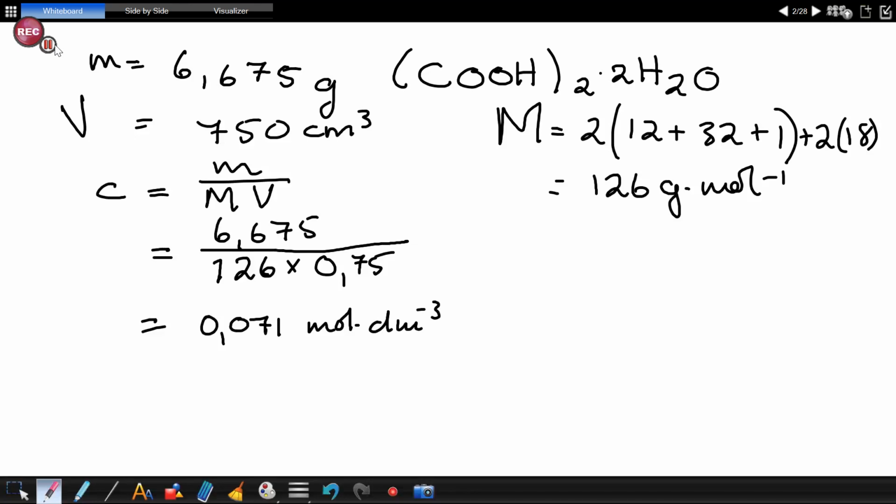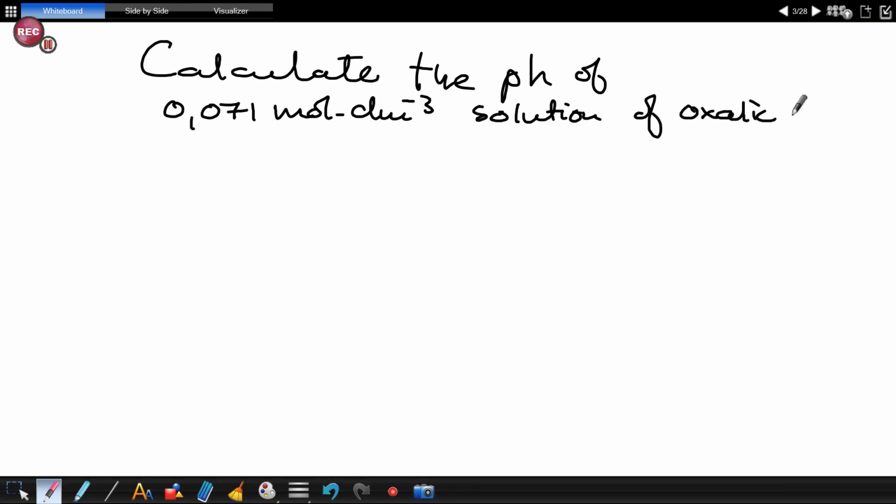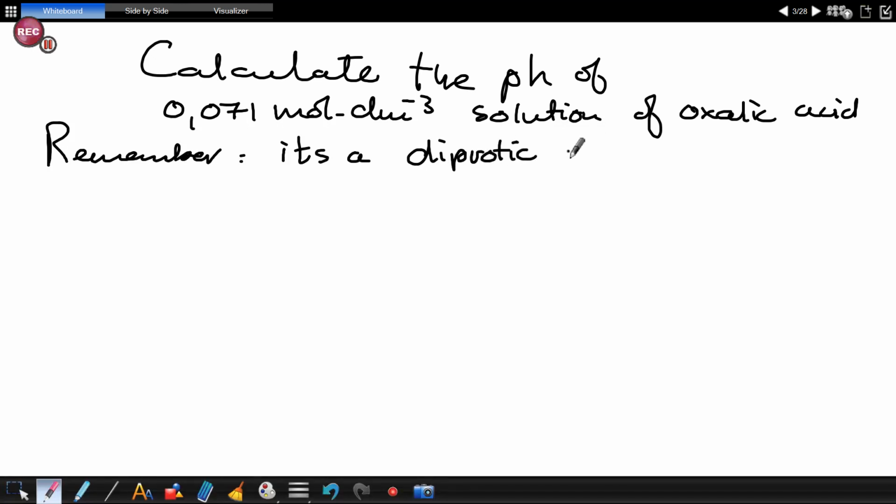Have you done number C? So the new C is to calculate the pH of this 0.071 mole per cubic decimeter solution of oxalic acid. And remember, it's a diprotic acid.